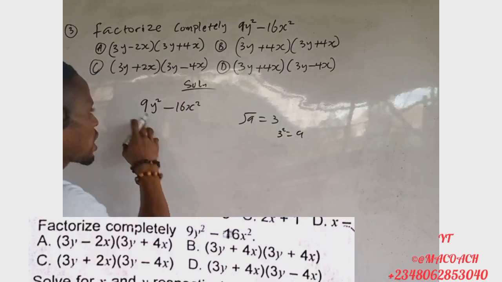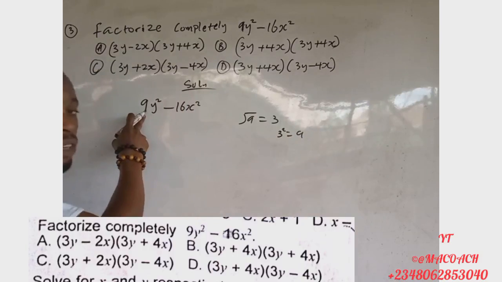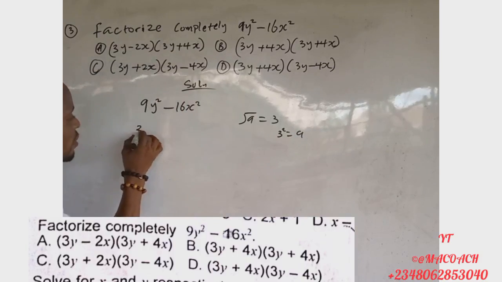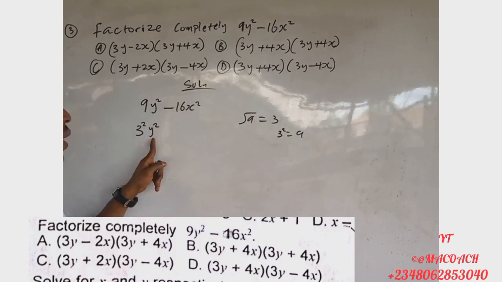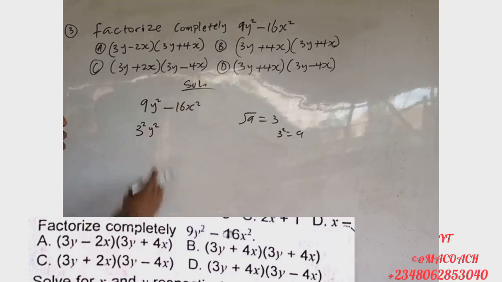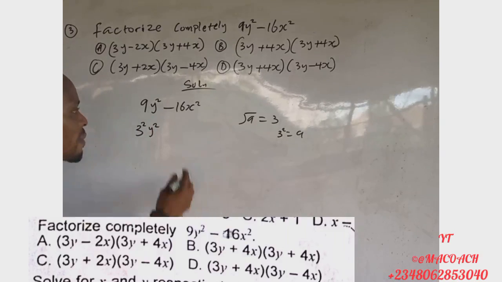9. So this place, it means that we have 3 squared here. So this one can become 3 squared and y squared. So this 3 squared and this y squared, they're the same, because they both carry what? Square.